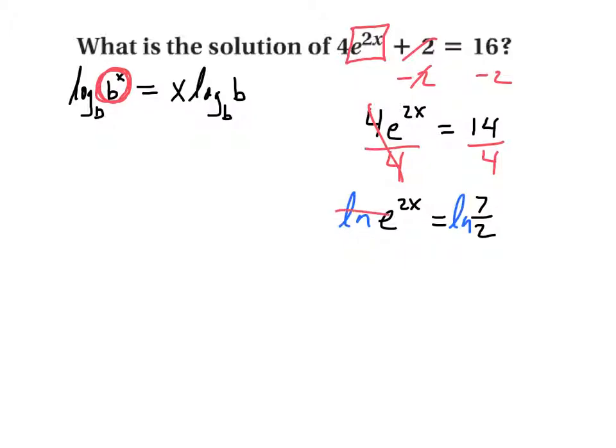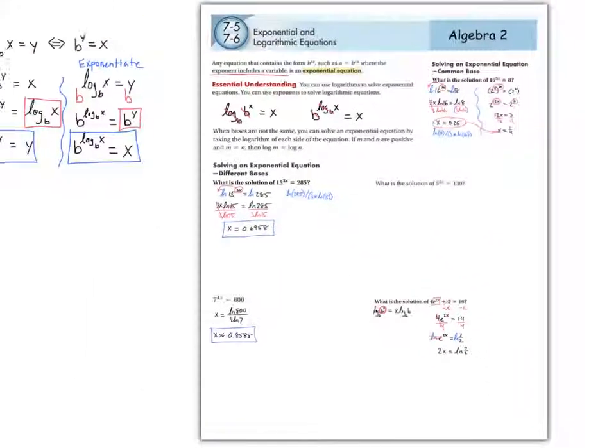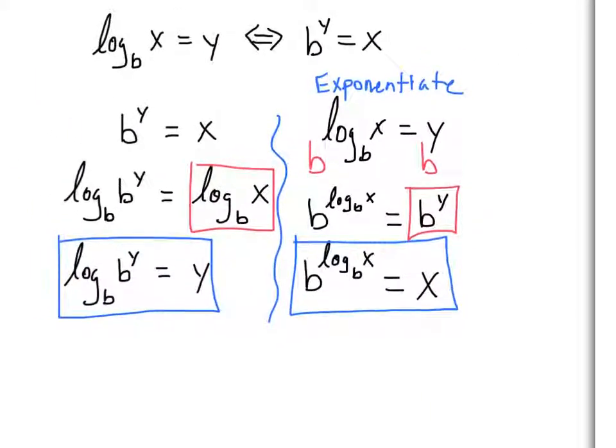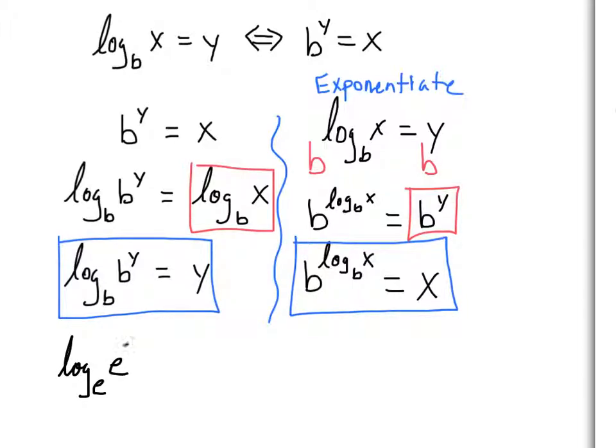2x. Log base e of e cancels away, we get 2x. Equals the natural log of 7/2. Okay? That was that rule that we talked about. Let me go back to that rule real quick. Right over here. Log base b of b to the y power equals y. So we just dealt with log base e of e to the 2x power, so that must equal 2x. Right?